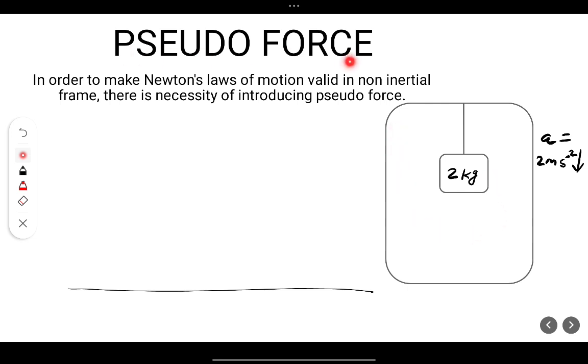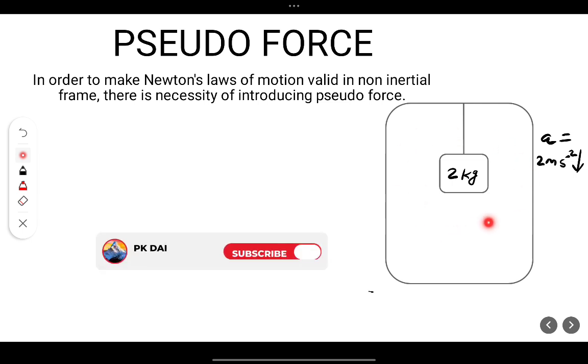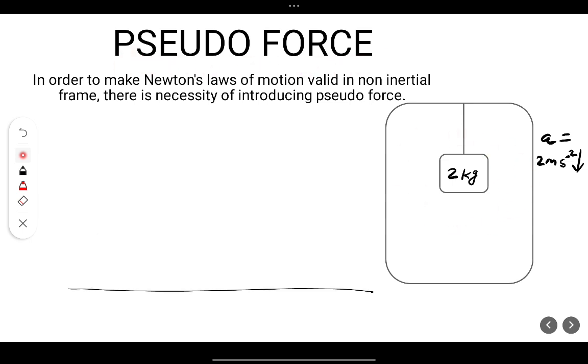So after introducing pseudo force only, we can use Newton's laws for a non-inertial frame like this frame. Let us say this is a lift elevator, accelerating in the downward direction with 2 meter per second square. So this is a non-inertial frame. In a non-inertial frame, if we apply Newton's law, it is invalid, but after introduction of pseudo force, Newton's laws become valid even for a non-inertial frame. I will explain this illustration.